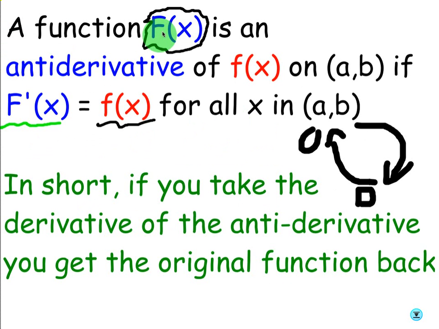A function big F of x, so big F would be the antiderivative. Basically, big F represents the antiderivative of little f. And so, as a consequence of that, if big F is the antiderivative, meaning the opposite of the derivative, that would mean if we take the derivative of big F, the original function, we'd get the derivative back, namely f of x.